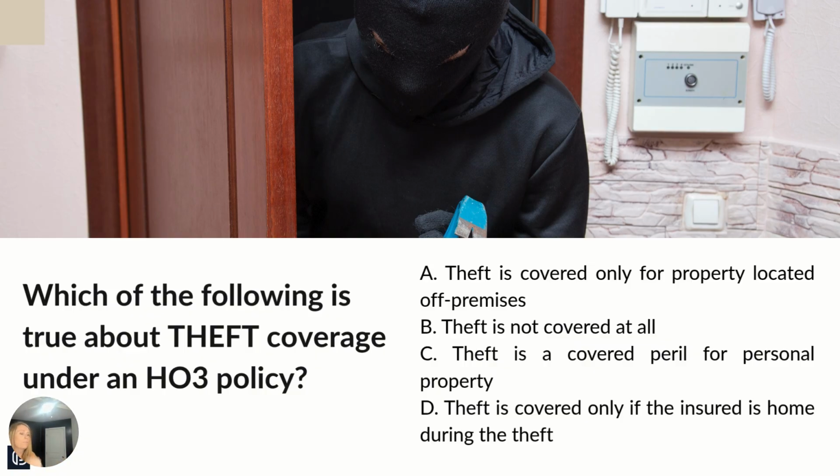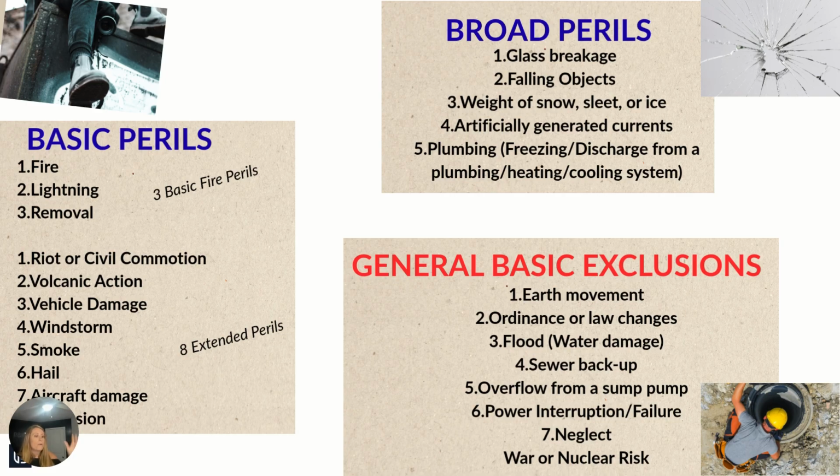So when we think about perils, the perils are exactly the same on a dwelling and a homeowner's. Theft is actually the only difference. So when we look at our basic perils here, right, you have your 3 basic fire perils, fire, lightning, removal, and your 8 extended perils. Again, these are exactly the same when you look at a dwelling policy to a homeowner's. The only difference is that on a homeowner's policy, you're going to add theft.